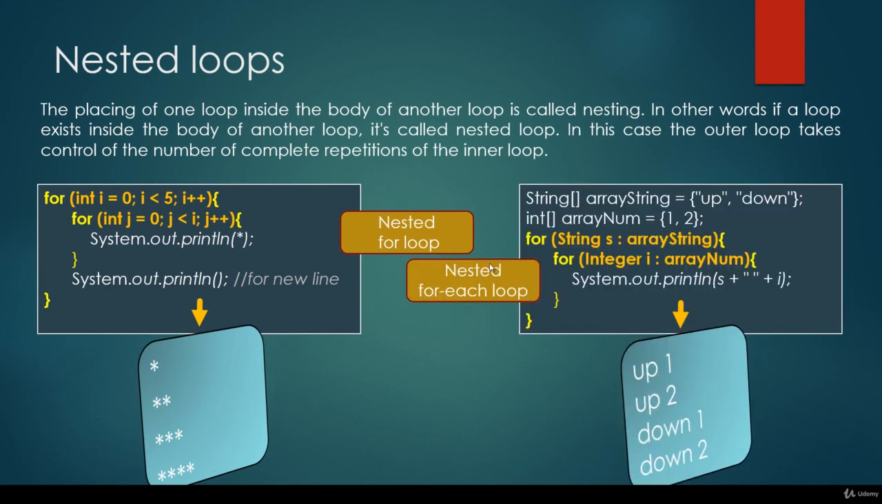We can do the same with a nested for each loop. We can iterate through a one-dimensional array of strings in the outer for loop, and in the inner for loop we can iterate through a one-dimensional array of integers, and we print out the string and the value of the integer: up 1, up 2, down 1, down 2. So we can do a nested for loop with for each loop as well.